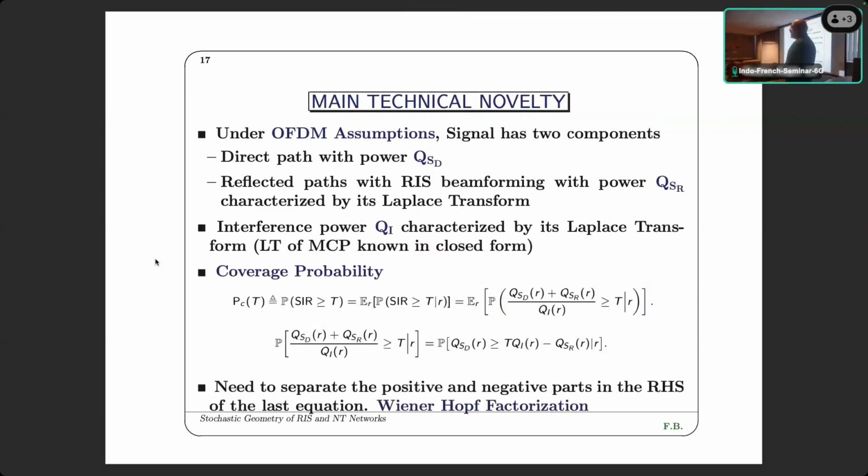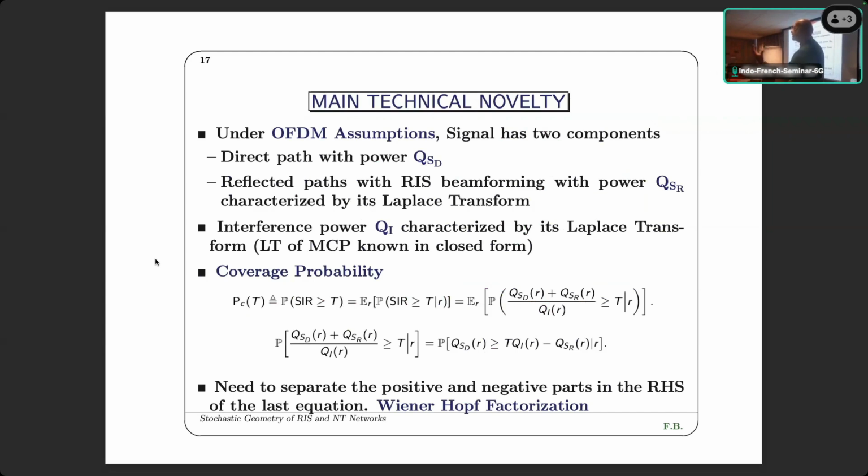What is the main technical novelty? This is the fact that we had interference and signal. The signal was very simple: a single signal coming from the closest base station through the direct link, which may be blocked, perhaps, and the reflections from the RISs that beamform to the user, at least those which see the user. And the small cloud of RISs beamforming to the user is a Poisson point process.